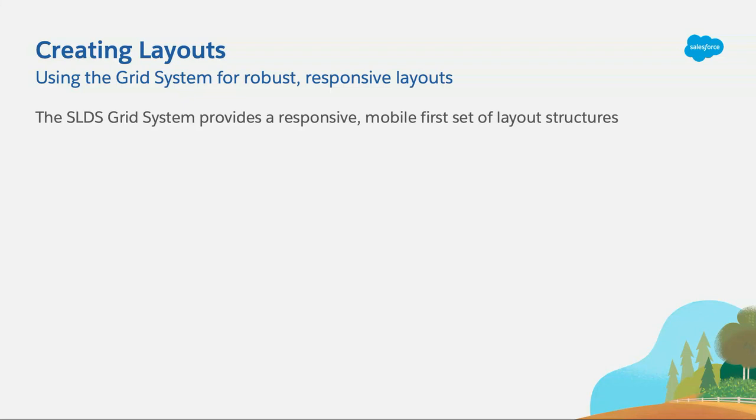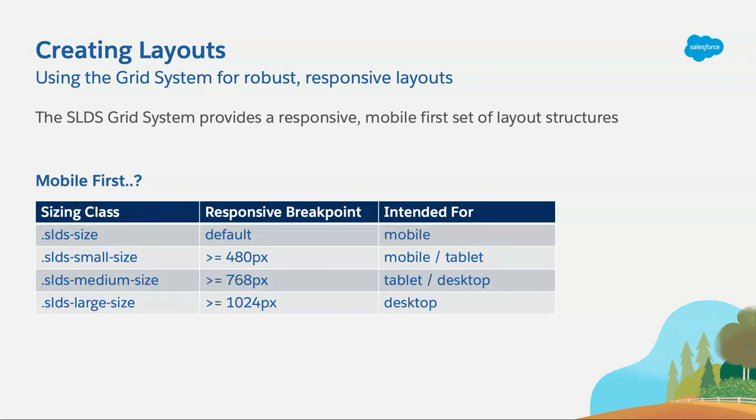The grid system that SLDS provides is robust, mobile first, and based in CSS Flexbox. What do I mean when I say mobile first? Mobile first is the concept of first building your design interface with the smallest viewport in mind, and then scaling your design up at certain breakpoints to respond to those larger screens.